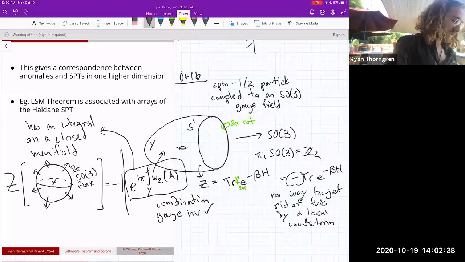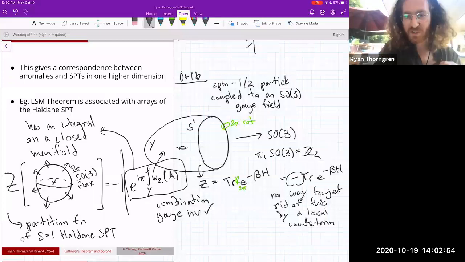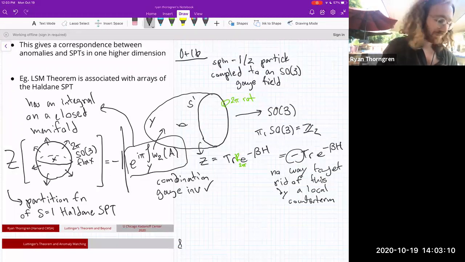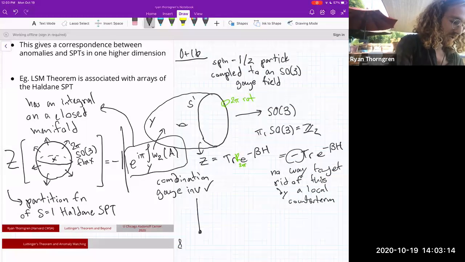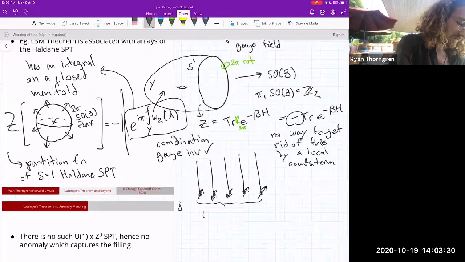Okay, so it turns out that this is the partition function of the spin 1 Haldane phase. There's a famous SPT that has a spin 1/2 at the boundary. So that's just another way of saying what I just described to you. And if we wanted to describe the LSM theorem as an anomaly, the bulk SPT associated to it would just be an array of these SPTs, where each of the wires of this array ends, we have a dangling spin 1/2. So here we have our LSM anomaly at the boundary.